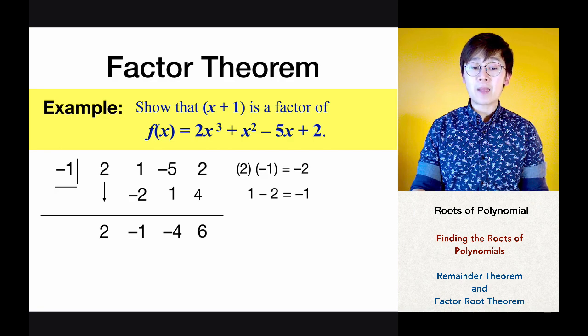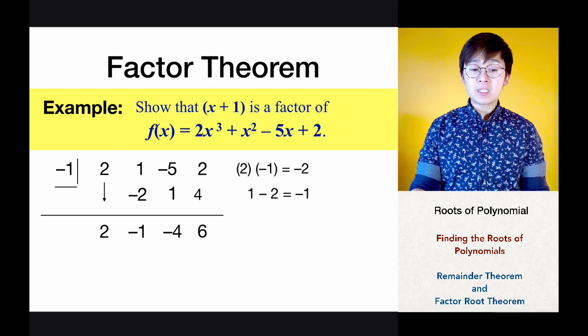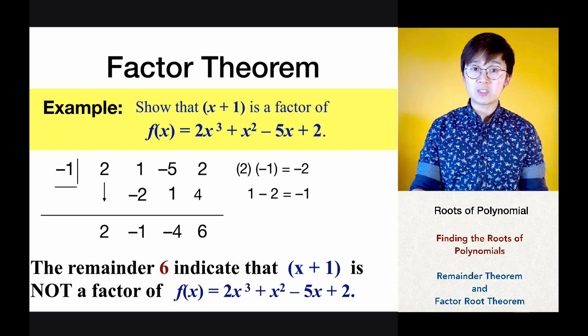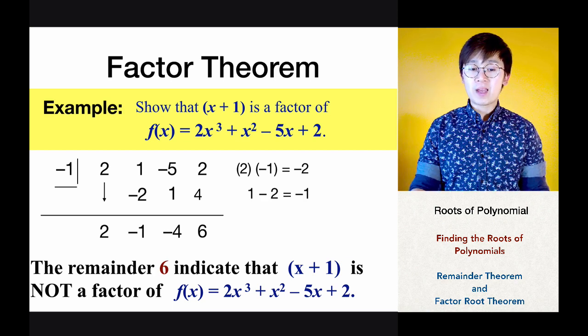And you will notice that this time at x plus 1, or at x equal to negative 1, the remainder of our function is now 6, which means that x plus 1 is not a factor of our function. So this is how we use the factor theorem to verify if the given divisor is considered to be one of the factors of the polynomial. By using this method, we'll be able to find the possible roots of our polynomial by using synthetic division.